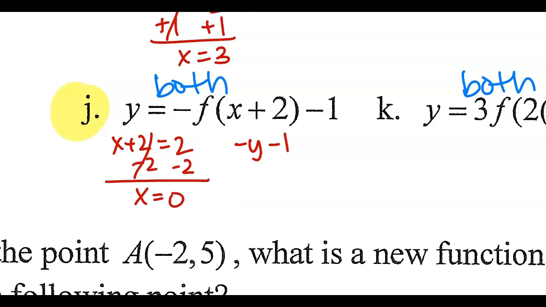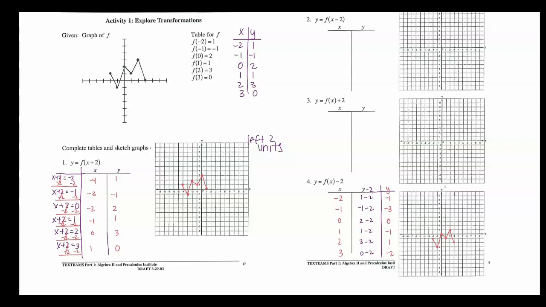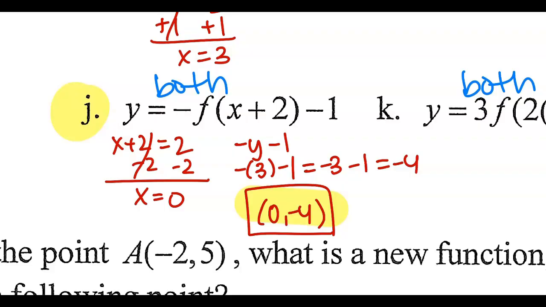Over here to the side, I'm going to put my coordinate, 0, comma. My y is going to become negative parentheses 3 minus 1. Well, negative 3 minus 1 is going to give me negative 4. So my new coordinate is going to be (0, -4). And it's literally following the same process that we just did on the other page. It's just not as nicely organized as we've seen it before, but it's still following the exact same process.